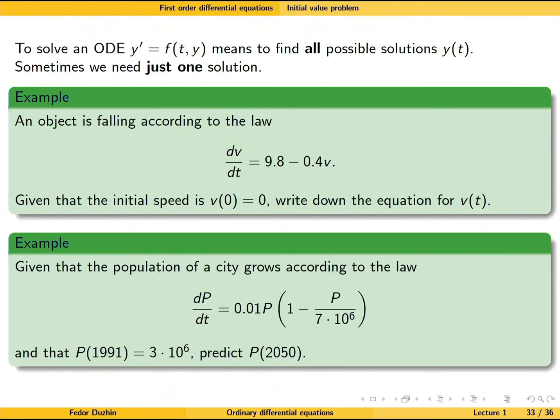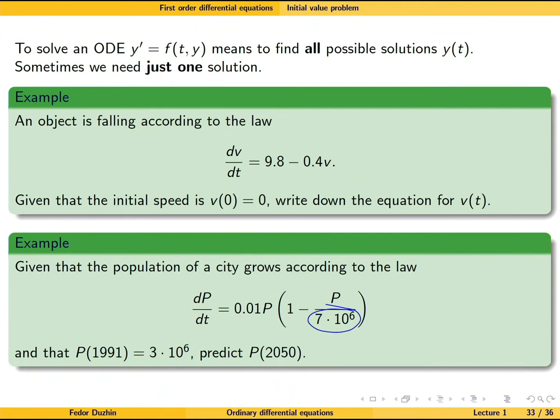Or if, say, we know that the population of a city grows according to the logistic equation, say, we believe that in Singapore, the population is governed by the logistic equation with the carrying capacity 7 million people. So we assume that the government of Singapore wants the population to eventually reach 7 million, right? So 7 million is here. And we know that in 1991, the population of Singapore is 3 million. So what is the population of Singapore going to be in 2050?